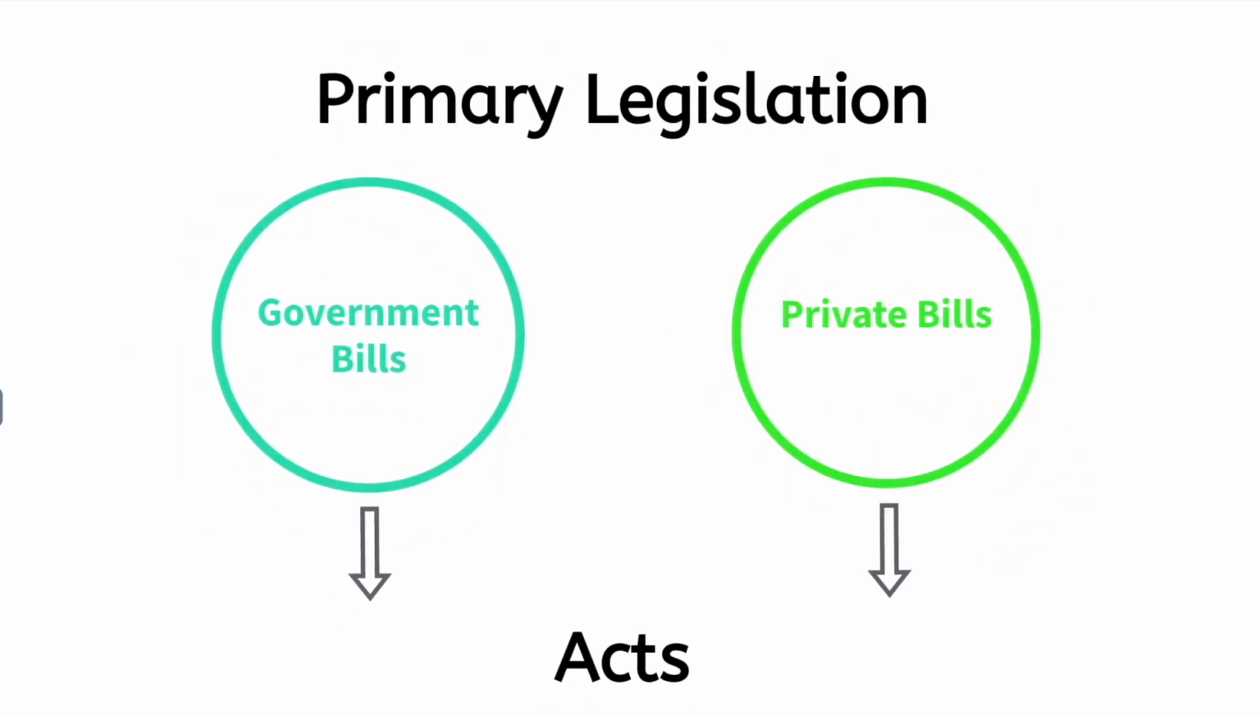First, we have the primary legislation, which is legislation that has been debated and passed by Parliament and includes both government-sponsored bills and private members' bills. When passed, bills become acts, also commonly referred to as statutes.